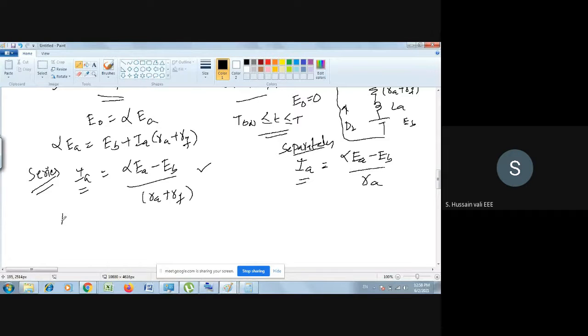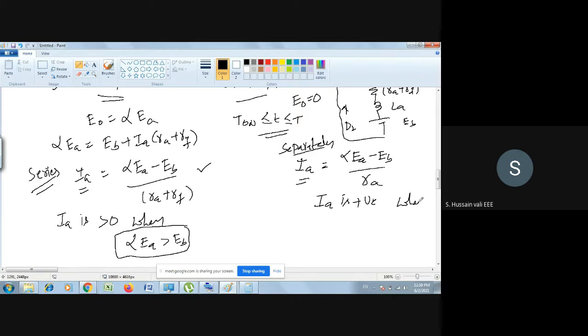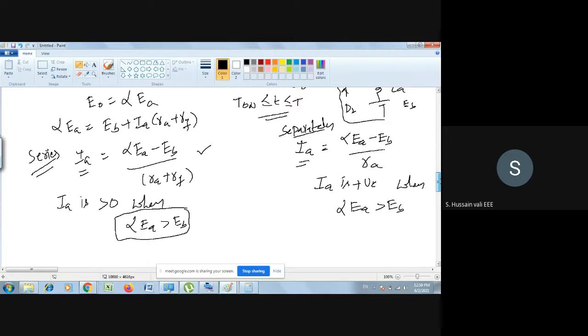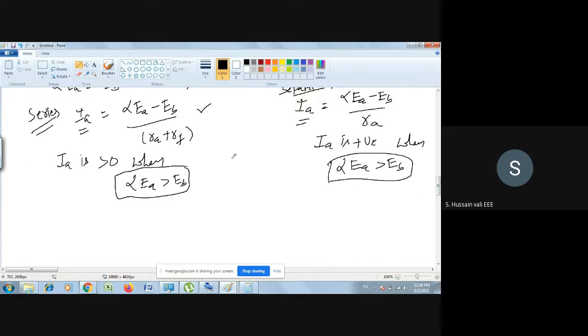Now when IA is positive, IA is greater than 0, when alpha EA is greater than EB. Here also the same thing. When IA is positive, when alpha EA is greater than EB, this is the condition. So can I say IA positive is nothing but motoring? It is motoring. IA flows from source to the load. So for IA positive, the condition is alpha EA greater than EB.